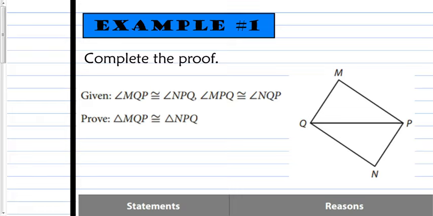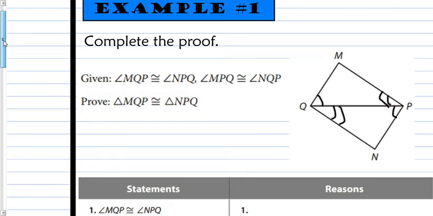So looking at example 1, we have to complete the proof. They have given us that two angles are congruent, and so we're going to go ahead and mark those angles. So angle MQP, which is this angle right here, is congruent to NPQ, which is that angle right there, and angle MPQ is congruent to angle NQP. So we already have those angles are congruent.